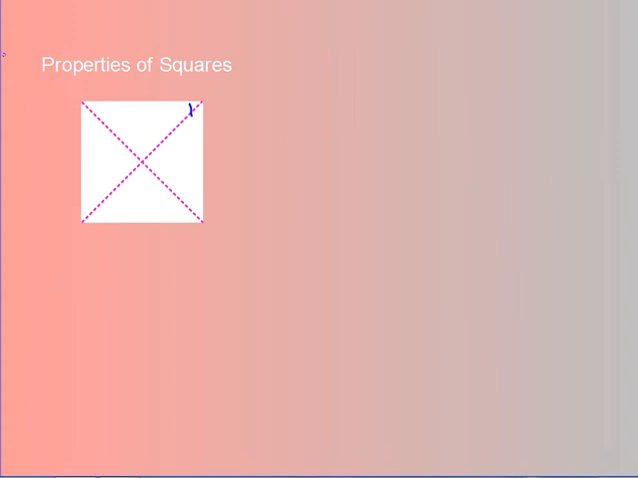All right, so when we're going to properties of squares, all the angles are right angles. Again, your diagonals, which are important, bisect each other.